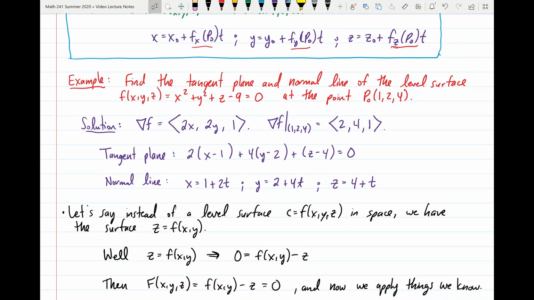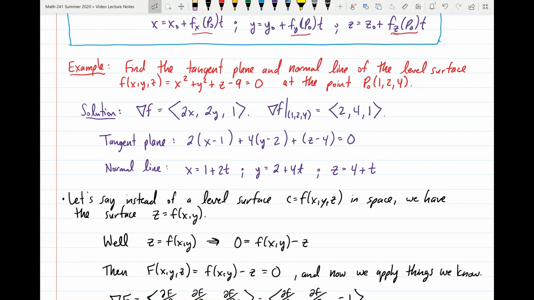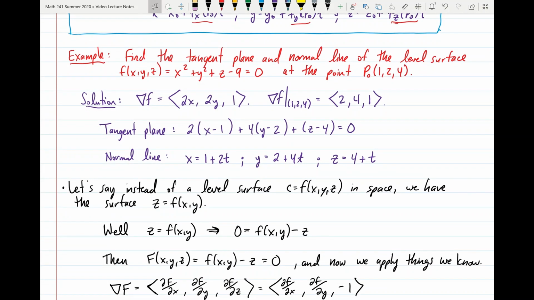So let's give an example where we find equations for the tangent plane as well as the normal line. So here we want to find the tangent plane and normal line of the level surface f of x, y, z is equal to x squared plus y squared plus z minus 9 is equal to 0 at the point p naught is 1, 2, 4. So again, this level surface defines some surface in three-dimensional space. We want to find the tangent plane and the normal line.